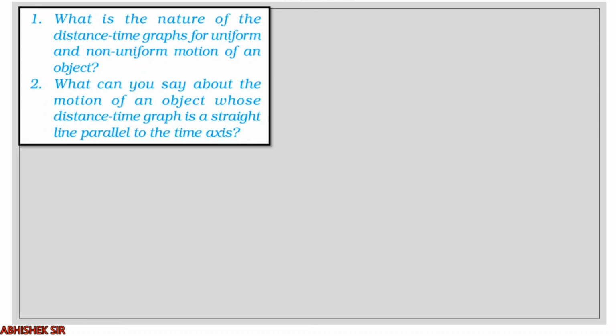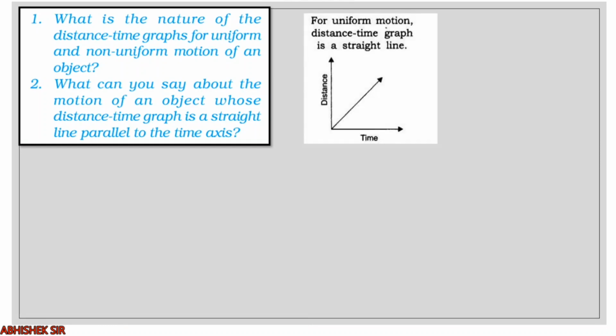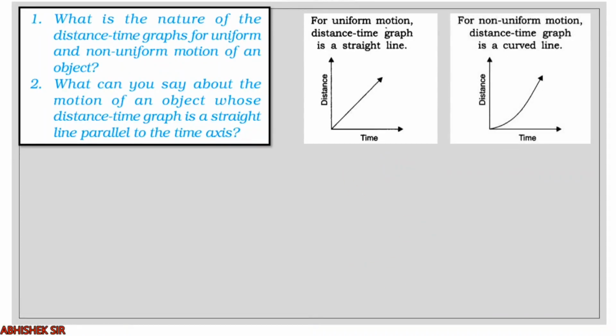What is the nature of the distance versus time graph for uniform and non-uniform motion of an object? So just the nature, how the line is forming, you just see here. For uniform motion, distance versus time graph is a straight line. You can see over here. Okay. And the next set is for non-uniform. That means distance versus time graph is a curved line. That means it will not be a straight line.